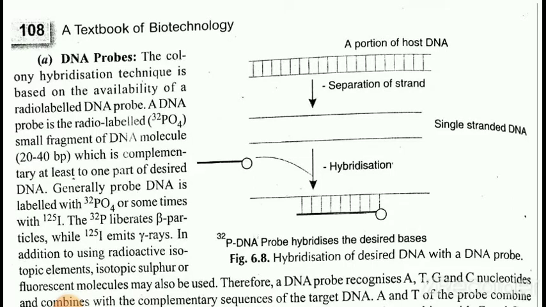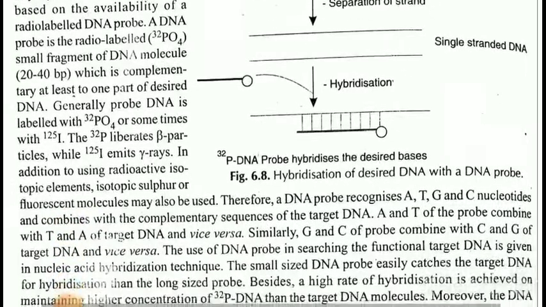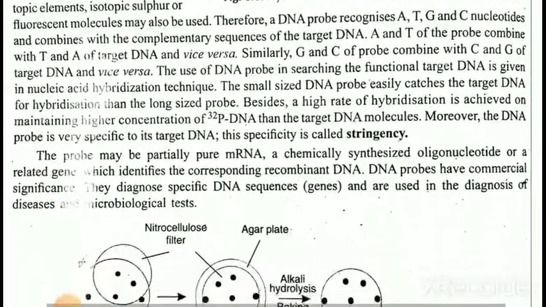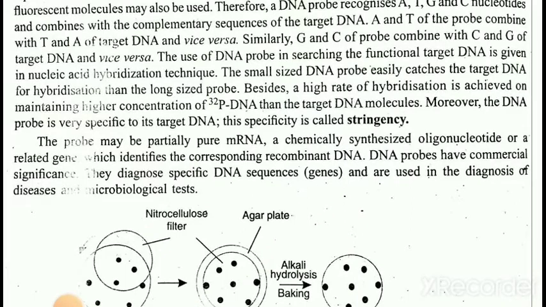Generally, probe DNA is labeled with 32P or sometimes with 125I. The 32P liberates beta particles, while 125I emits gamma rays. In addition to using radioactive isotopic elements, isotopic sulfur or fluorescent molecules may also be used. Therefore, a DNA probe recognizes A, T, G and C nucleotides and combines with the complementary sequences of the target DNA. A and T of the probe combine with T and A of target DNA and vice versa. Similarly, G and C of the probe combine with C and G of target DNA and vice versa.